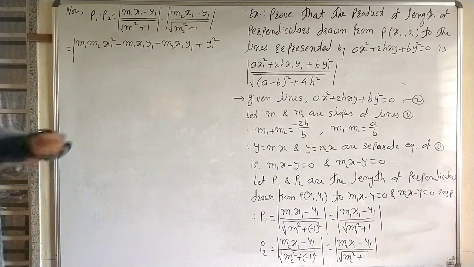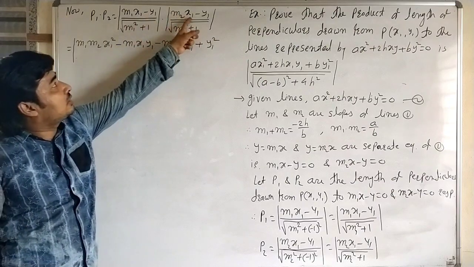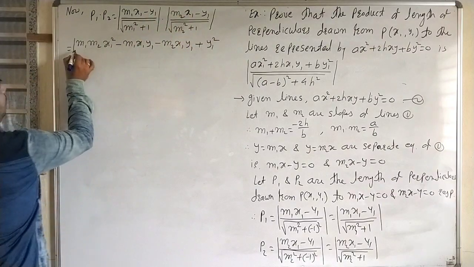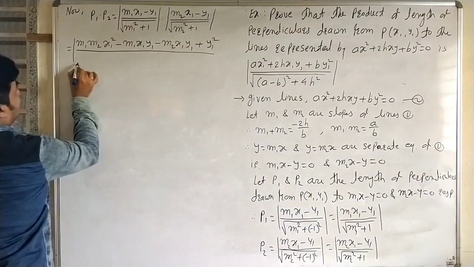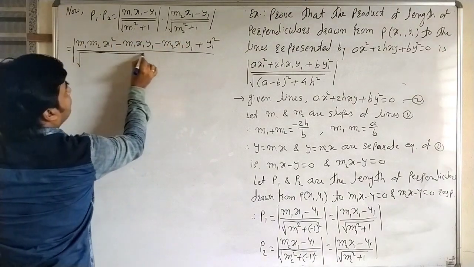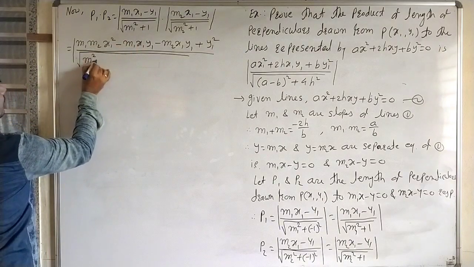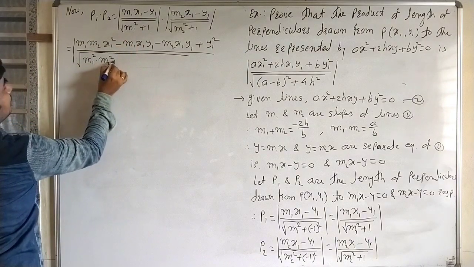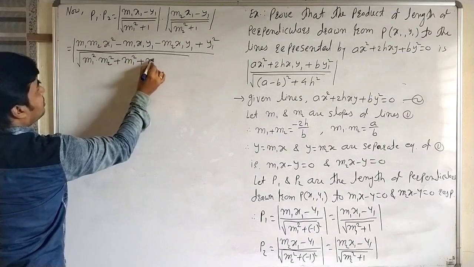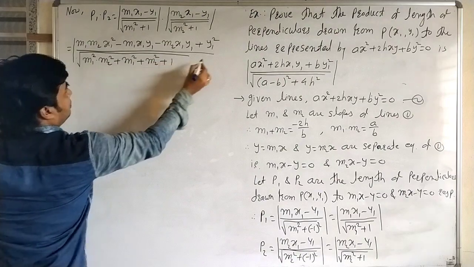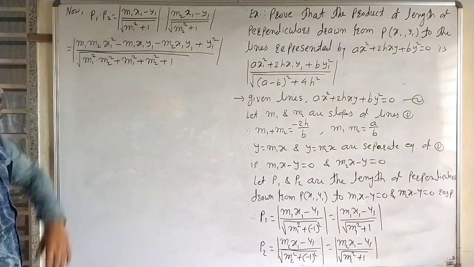It is the multiplication of the numerator, m1 x1 minus y1 and m2 x1 minus y1, upon, here take the multiplication of these two terms in under root. Here m1 square into m2 square plus m1 square plus m2 square and plus 1. It is the multiplication. Only multiply numerator and denominator.